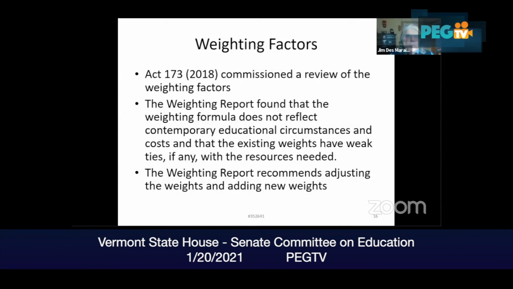Okay, so Act 173 from 2018 of the weighting factors. The weighting report found that the weighting formula does not reflect contemporary educational circumstances and costs, and that the existing weights have weak ties, if any, with resources needed. The weighting report recommends adjusting the weights and adding new weights.